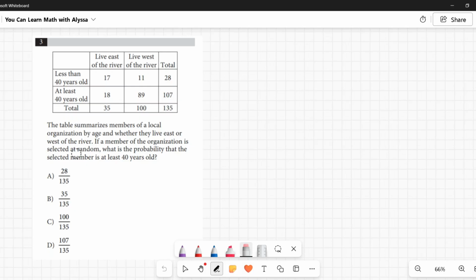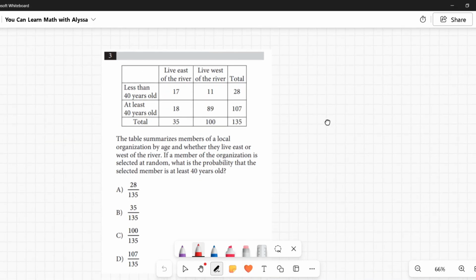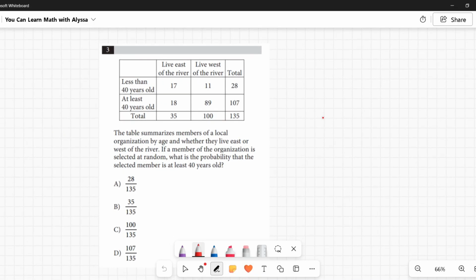Number 3, the table summarizes members of a local organization by age and whether they live east or west of the river. If a member of the organization is selected at random, what is the probability that the selected member is at least 40 years old? These types of charts, these tables, have multiple tallies, multiple totals. They're adding in each direction. So this line is being added and totaled here.